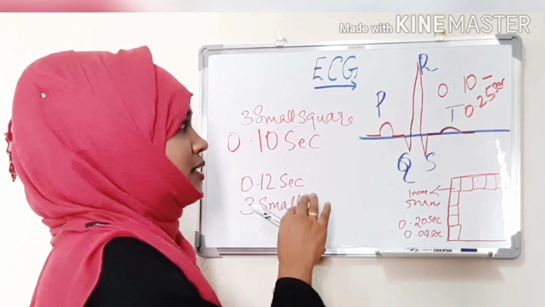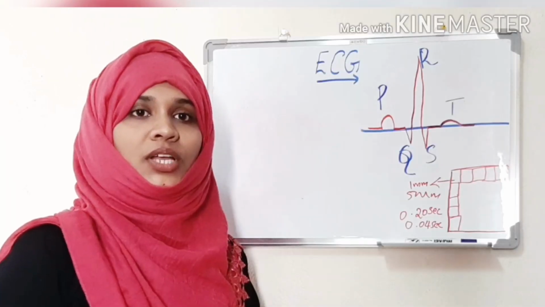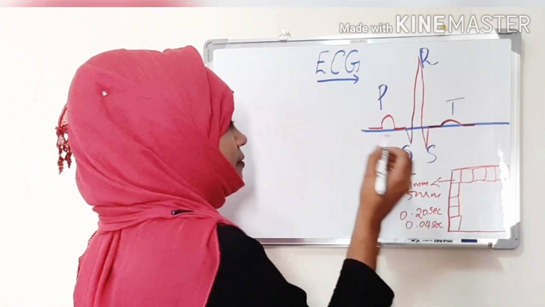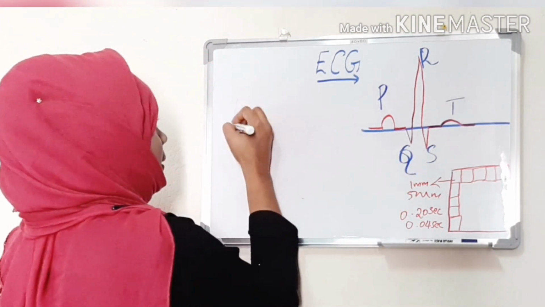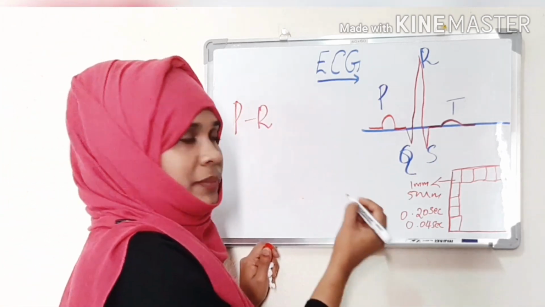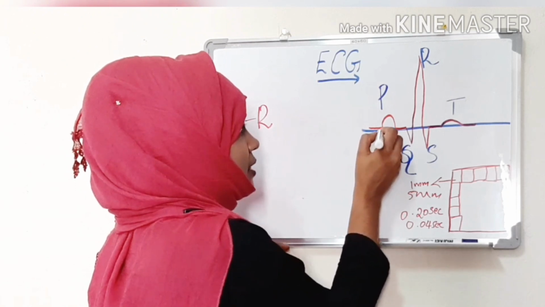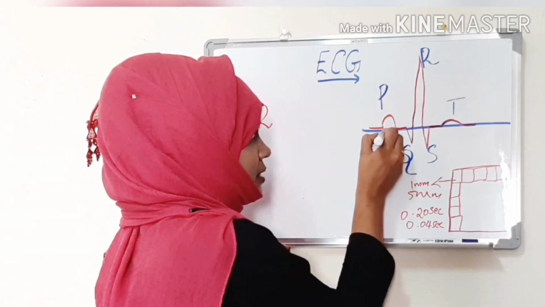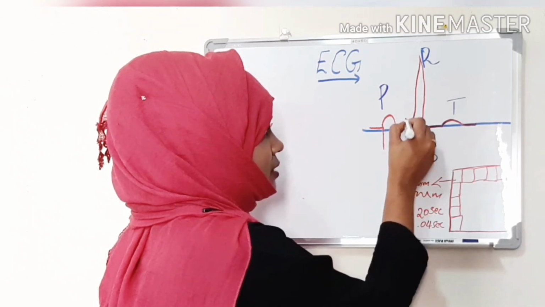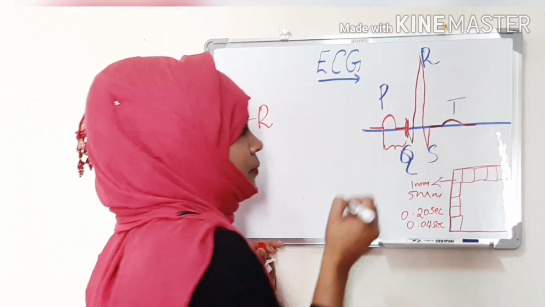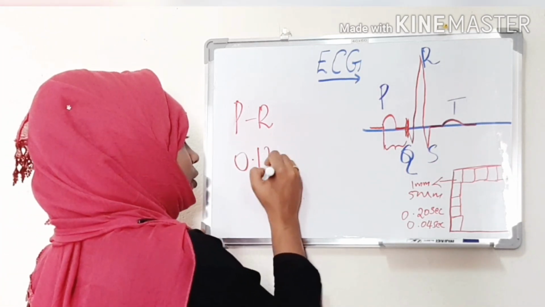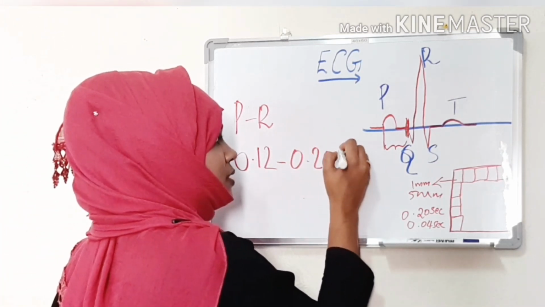Okay, so these are the different waves of the ECG. Now we'll look at the intervals of the ECG. As we said, there are different intervals. The first one is the PR interval. The PR interval starts from the start of the P wave to the start of the QRS complex. The duration of the PR interval is 0.12 to 0.20 second.